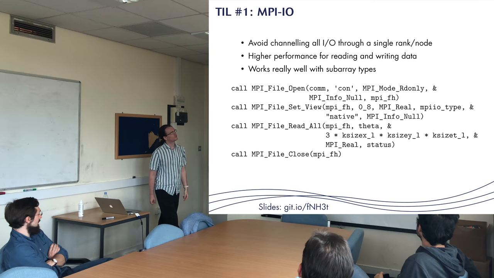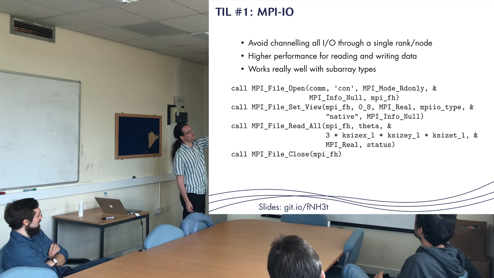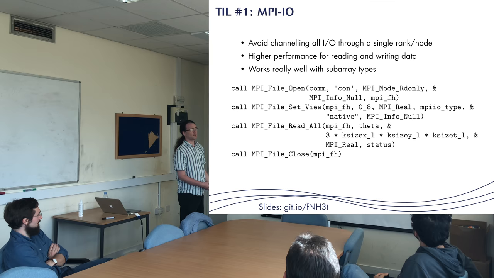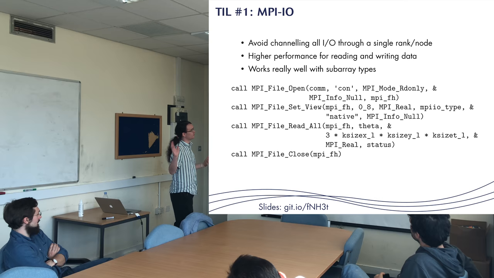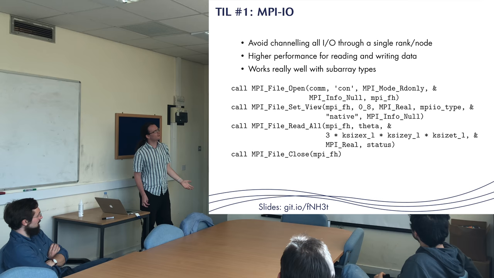So you open a file, which seems relatively obvious. It's the same way that you would open a file in Fortran, except the syntax looks different. I'm passing in this case that I want to do read-only. MPI info null is just, please don't do anything to do with MPI info, because I don't understand it, I don't care about it. Then you create an MPI file handle object, which is just like a regular file handle object with MPI. Then you set a view on it.